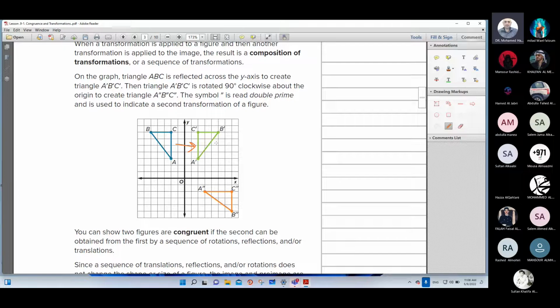Now from here to here, rotate. What is the center, what is the angle, and what is the direction? The center is A double prime. The center will be the origin. And what is the angle? 90 degrees and clockwise. Great.